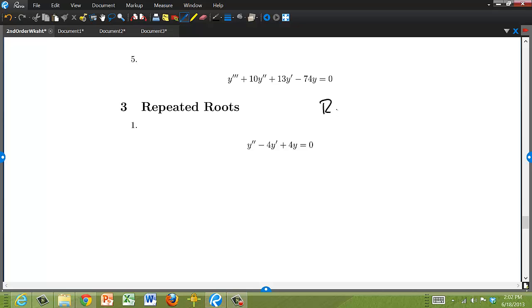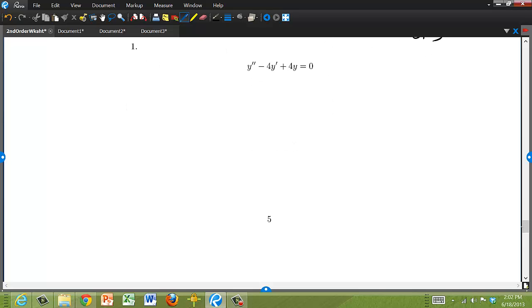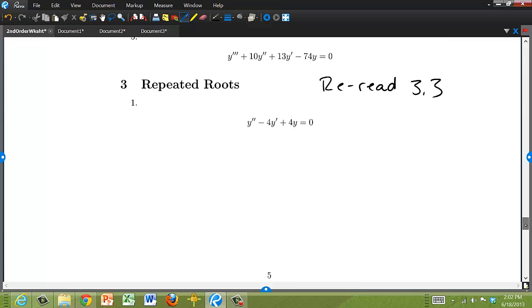You should be continuing to read or reread section 3.3 for more information on solving these higher order constant coefficient ODEs. So let's just go ahead and continue, and we'll see we're in a section on repeated roots. So these equations will have repeated roots to their characteristic equation.